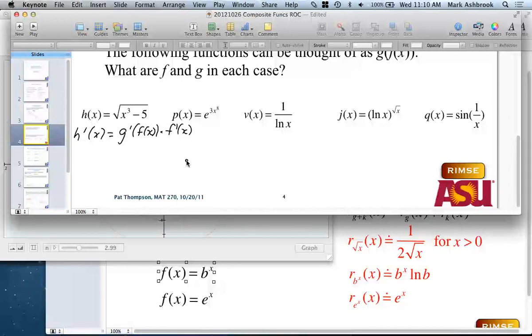Okay. So what did we have for our f and g? We said f was originally x cubed minus 5, and our g was the square root of x. So we're going to take the rate of change of g with respect to the original function f. What is that? It would be 1 over 2 square root of, but now f in here, right? So x cubed minus 5.